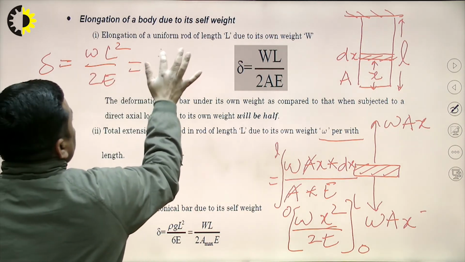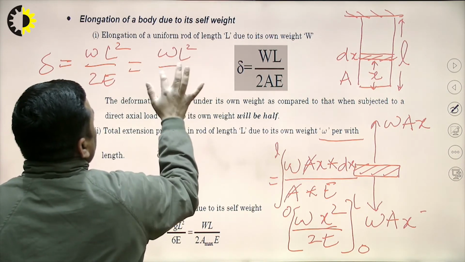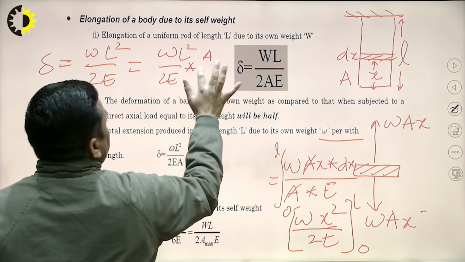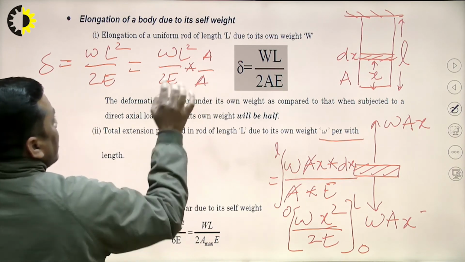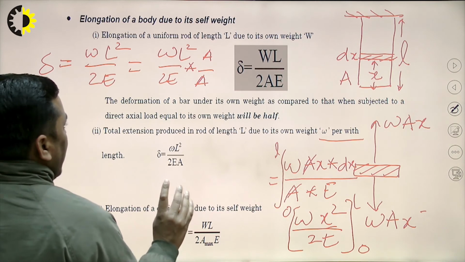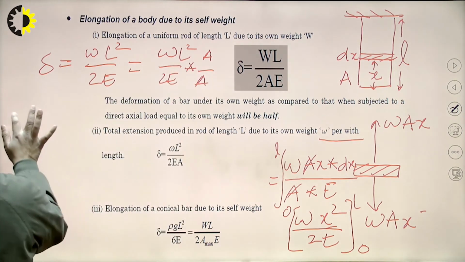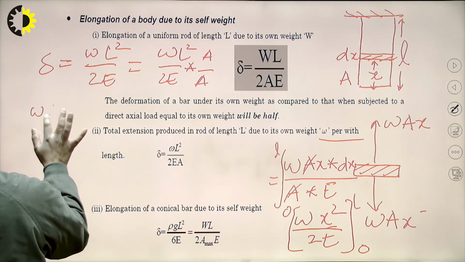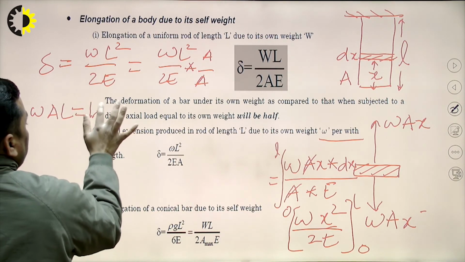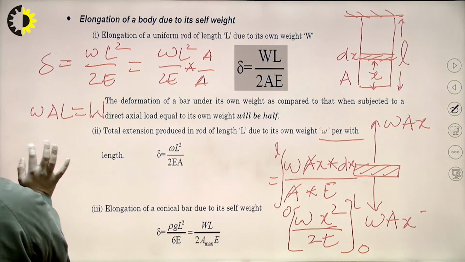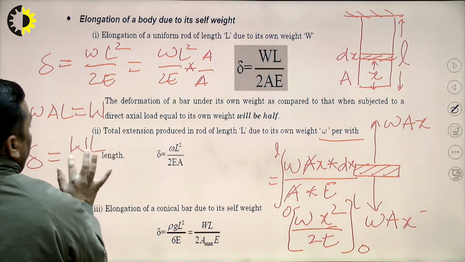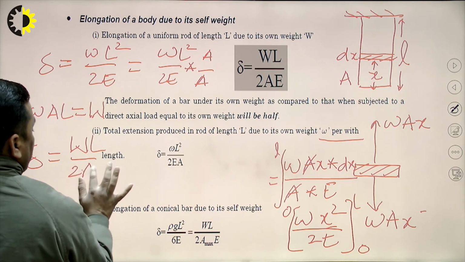Now, w L square upon 2 E, multiply it with A and divide it with A. So this becomes capital W, which is small w into A into L. This is the total weight of the bar. So what can I write now? Delta, I can write it as W L upon 2 A E.